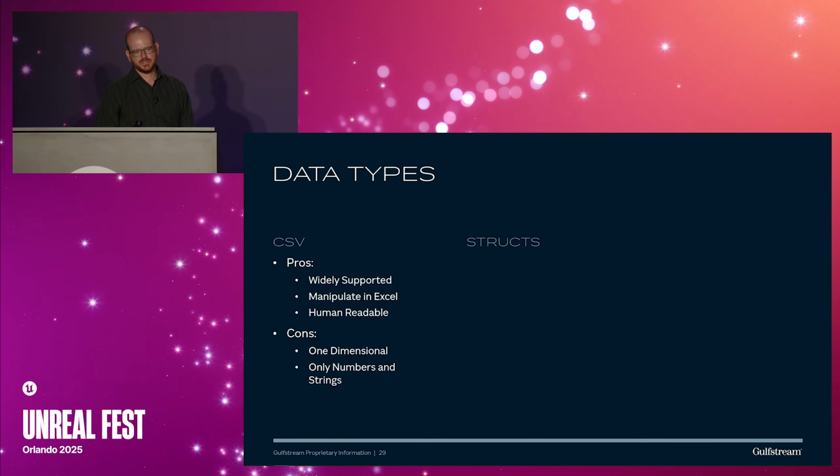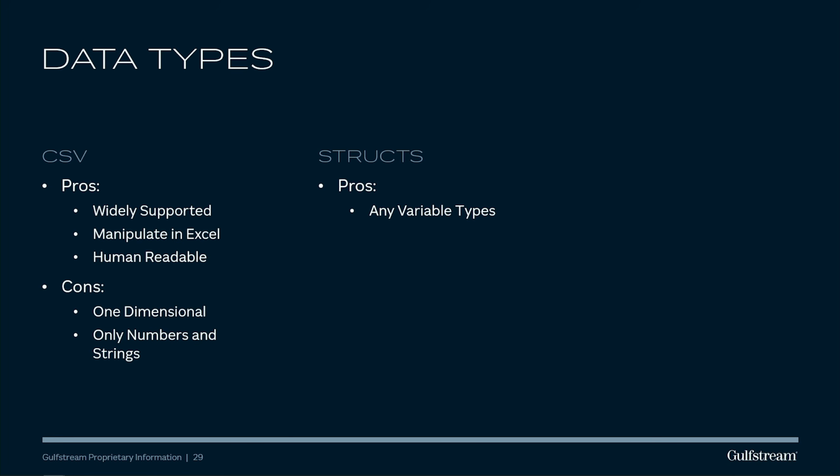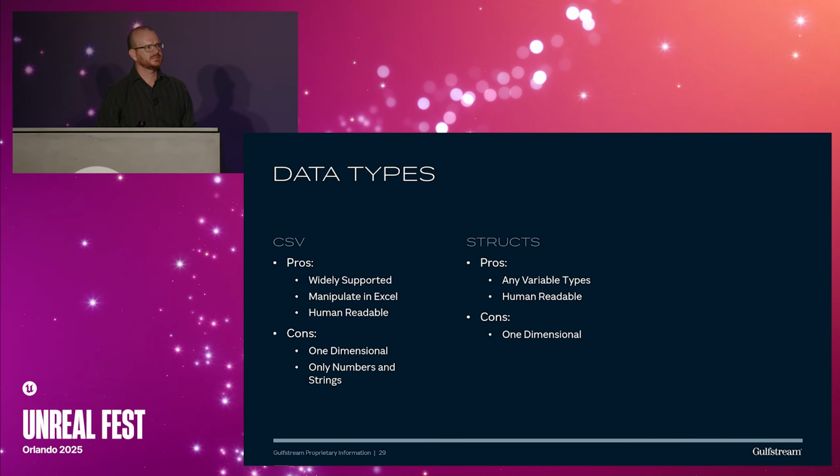We also looked at structs within Unreal itself, so there's some obvious pros with that. You can use any variable type that Unreal has. That's a nice bonus. Also human readable, you can just go into the struct and see what you have in there. However, the cons are, again, that it's one-dimensional. While you could have structs within structs, that's not always a very good idea. You can break your program pretty easily if you make changes. And you can only update and change this, or really read it very easily, within Unreal.